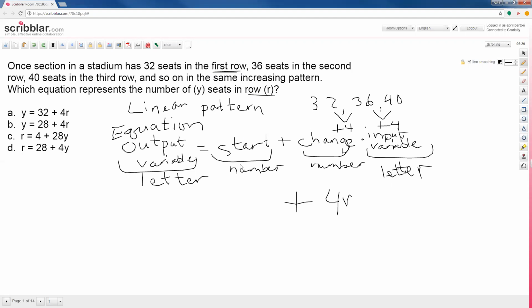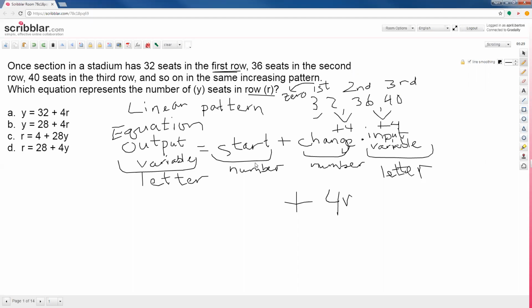So then we need the starting number. Now the starting number can actually be kind of tricky because the starting number should always be for 0. They didn't say anything about a 0 row. They said the first row and the second row. So we need to go back and pretend we have a 0 row, just because the starting amount always goes with a 0.